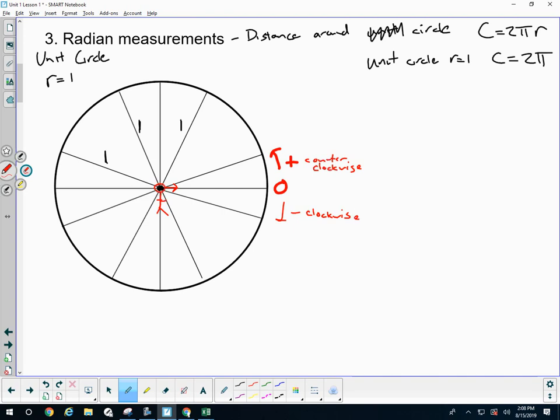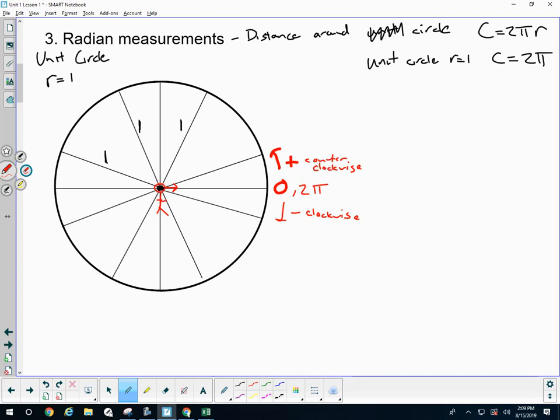So what I would be doing is going from 0, traveling around this circle, this distance. I get all the way around the circle. We call that 2 pi radians. So around an entire circle is what you guys have known to be 360 degrees, which is the same as 2 pi radians. Okay, great.